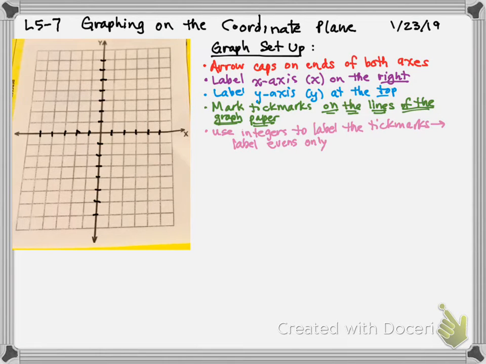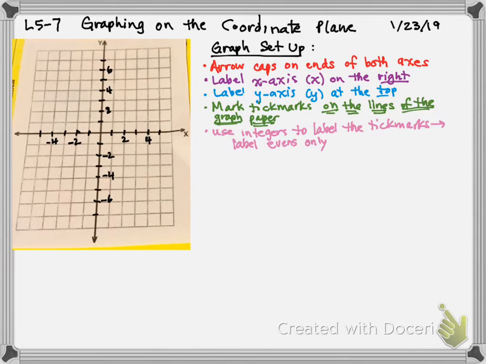Well, what's weird when you count with odds is you skip from the origin 1 space to 1, then you skip 2 spaces to get to 3, and so on. And that just looks weird. So just label every other number. To the right is positive, up is positive, left is negative, and down is negative. Now, what we don't do is we don't label above the lines. When it comes to the y-axis, you can label on the right or the left.